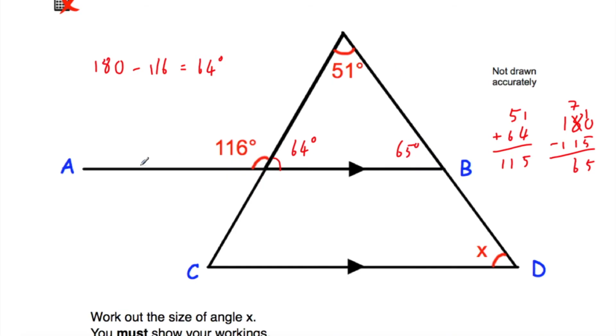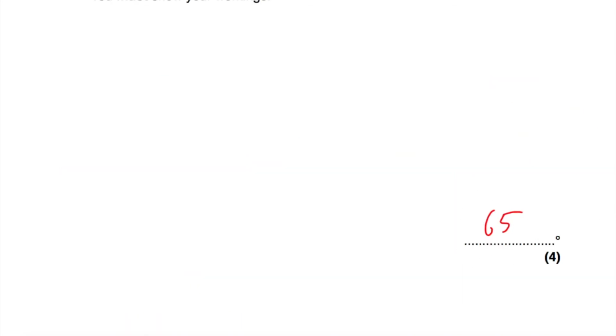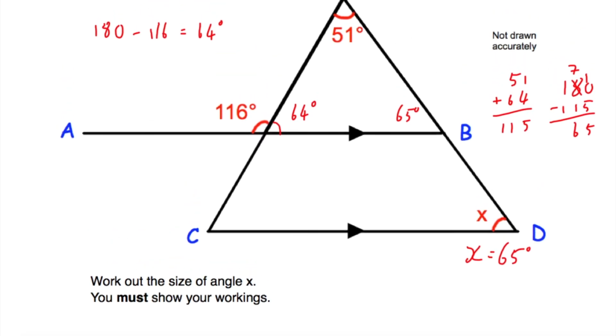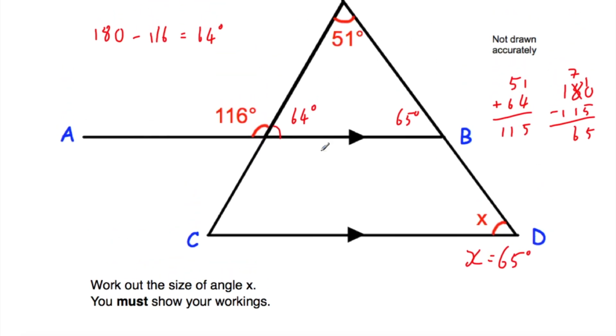And as I said earlier, this line is parallel to this line, so that means that this angle is corresponding to this angle. So that means that x is 65 degrees. So let's write that down, that x is 65 degrees. Now the question said we must show our workings, and we've done that. You don't need to give full reasons because the question hasn't asked for reasons, it just says you must show your workings, so we've done that.